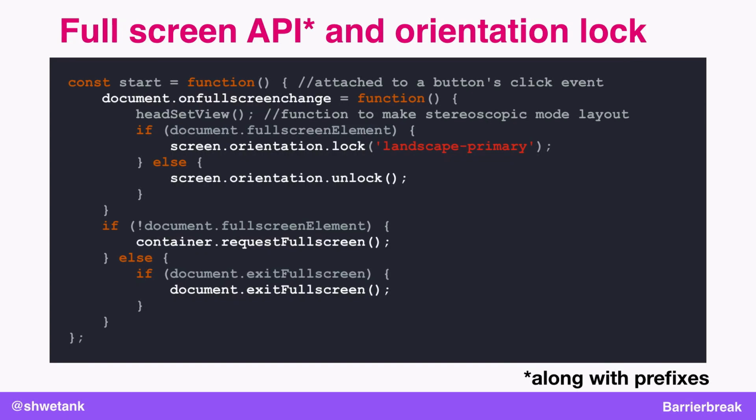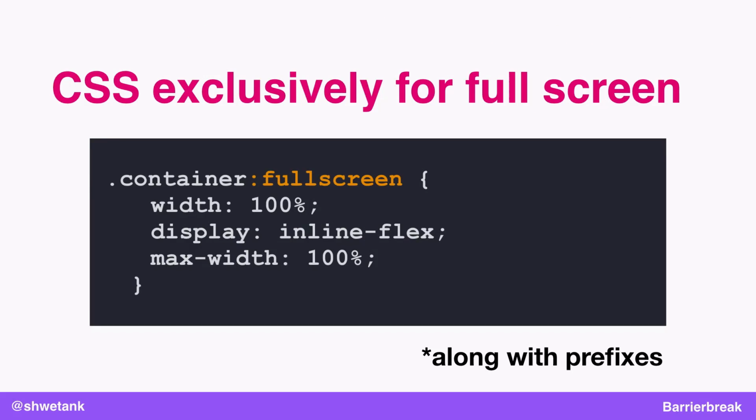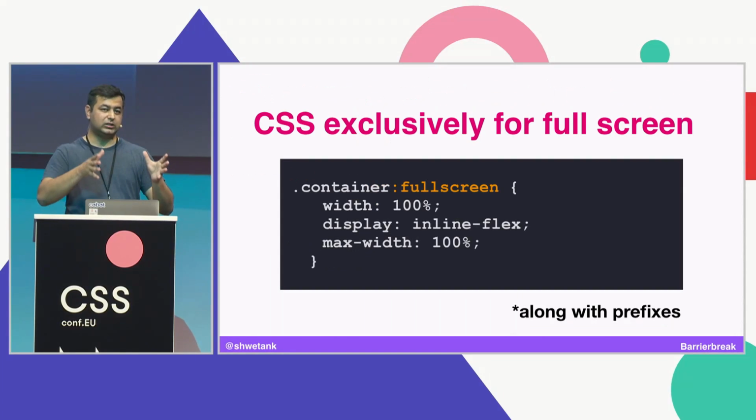So this is how we do it. You can have a full screen API. The moment something goes in full screen, you can use the orientation lock API to lock the orientation so that it doesn't switch between portrait and landscape all the time. One more thing that I do is I use CSS exclusively for full screen as well. So in this case, I can use, along with prefixes, of course, the full screen pseudo element. This will just be applied on full screen.